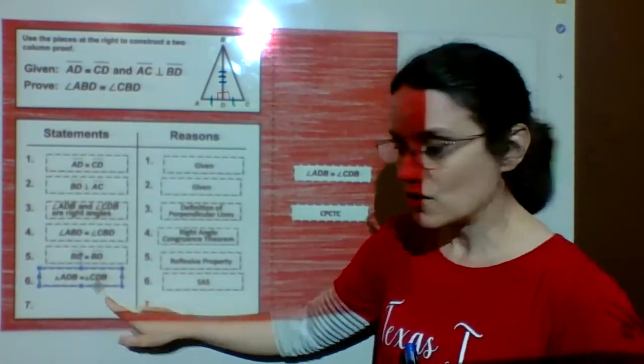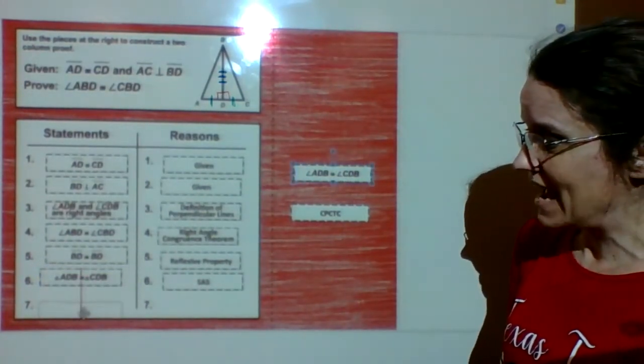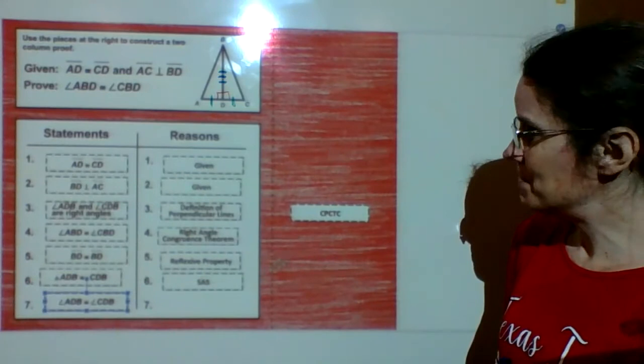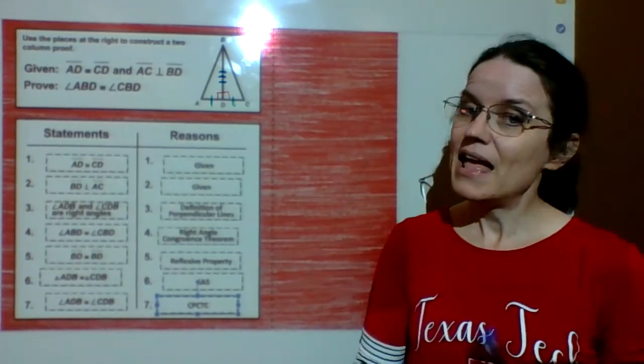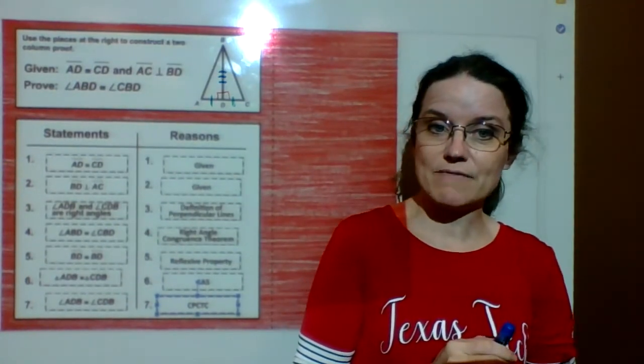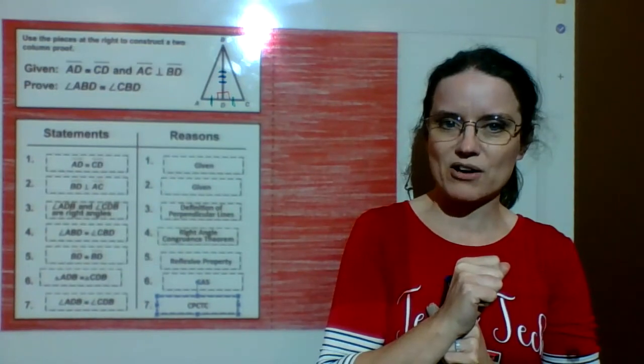Then, since they're corresponding, now I can say that those two angles that I was attacking are going to be congruent according to CPCTC. All right, that's all there is for CPCTC, folks. You prove the whole triangle congruent, and then you can say all the individual parts are congruent.